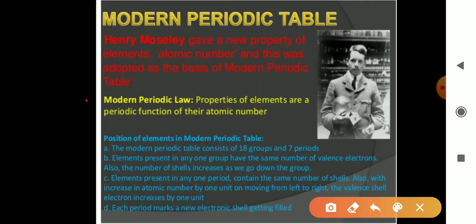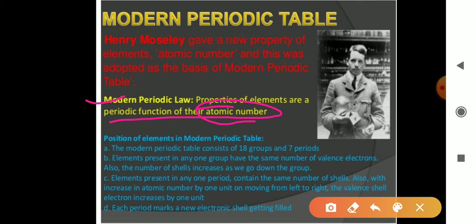So see the modern periodic law. It is similar to Mendeleev's periodic law, only the base changes: the base is atomic mass in Mendeleev's and here the base is atomic number. So the properties of elements are a periodic function of their atomic number, and Mendeleev's law says the properties of elements are a periodic function of their atomic masses.